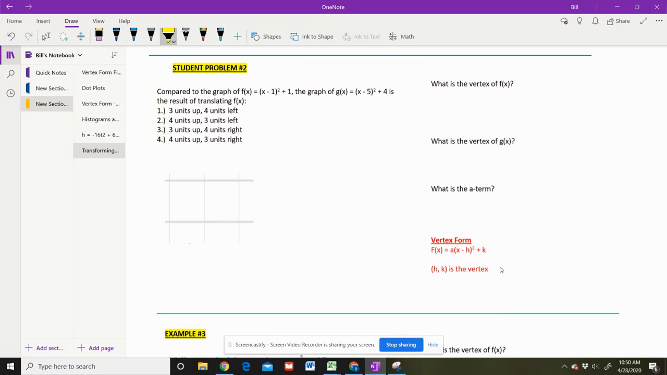So on this one, remember your vertex form. Write out what your vertex is for both of these, and then figure out, again, the a term is positive. I just want you always asking that question. I put it here. We're not going to ask that one, but figure out, how do you get from here to there?